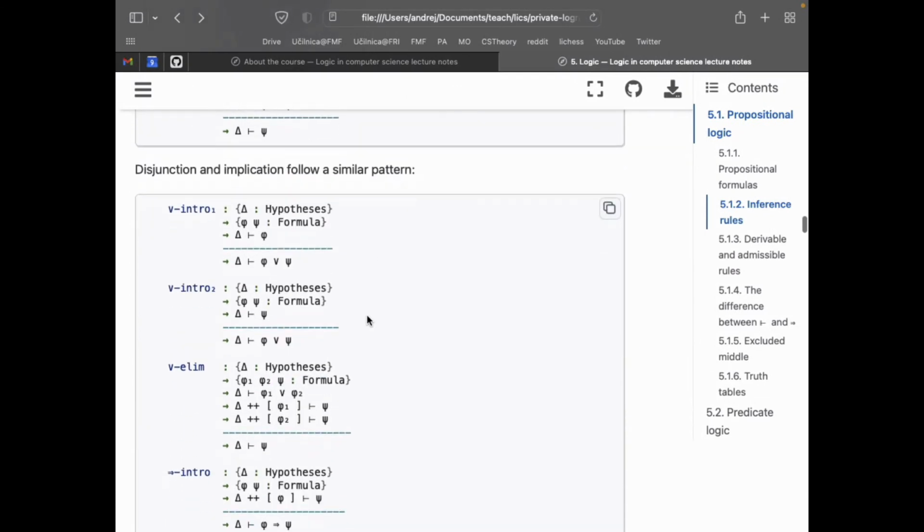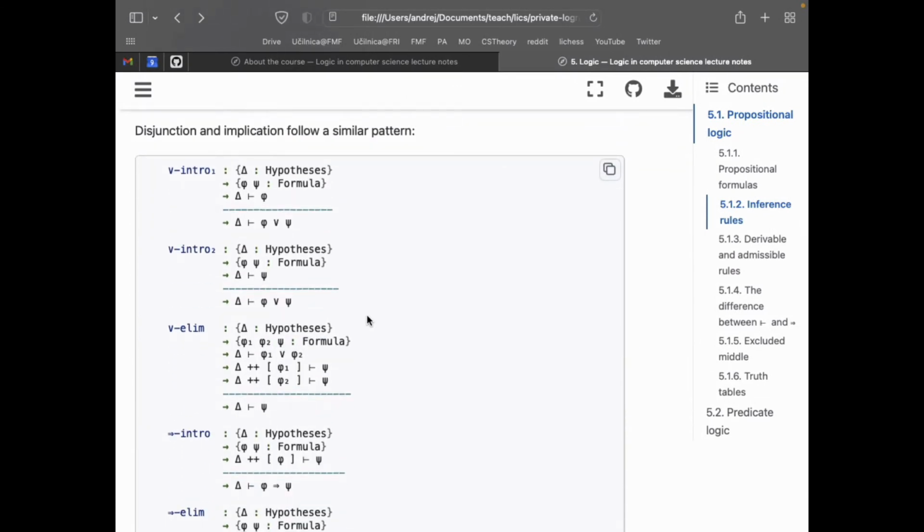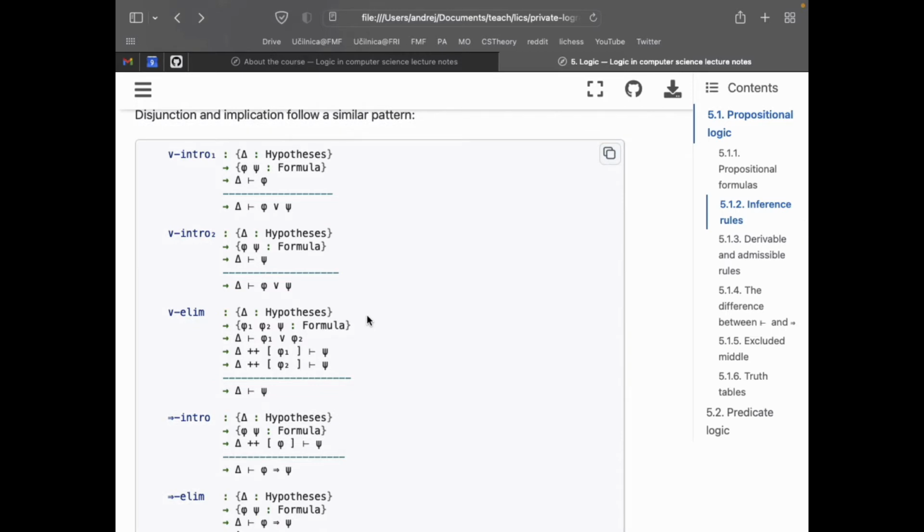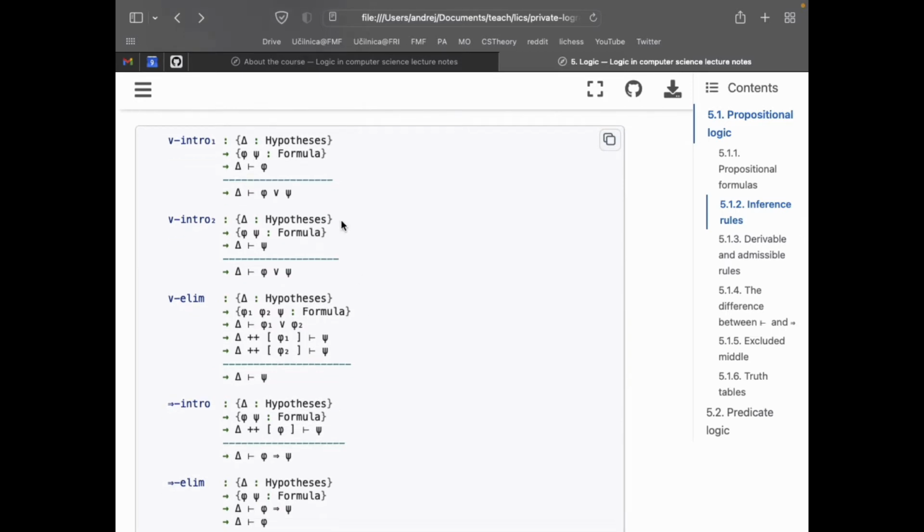How about disjunction? Disjunction is a bit similar, and it's dual. So it has two introduction rules. If I've derived phi, then I can also derive phi or psi. And if I derive psi, I can also derive phi or psi. So there are two of them. These are the direct ways of proving a disjunction.